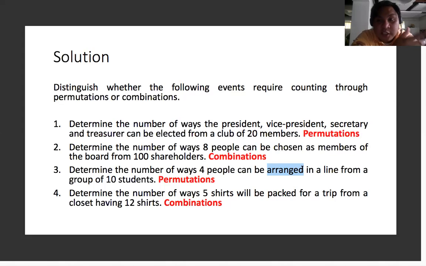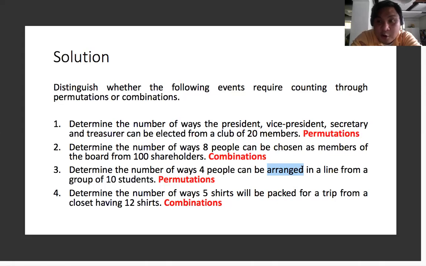However, if you interchange the position of B and C, then that would be a different line. As in the second line, B is actually third in position and C is second in position. So thus, number 3 is also a permutation because the way you pick them and arrange them matters. Numbers 2 and 4 are combinations.